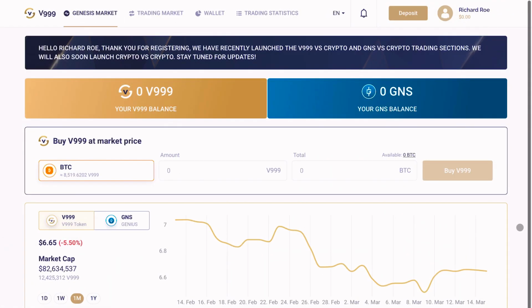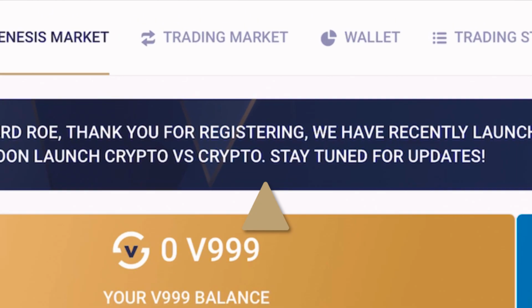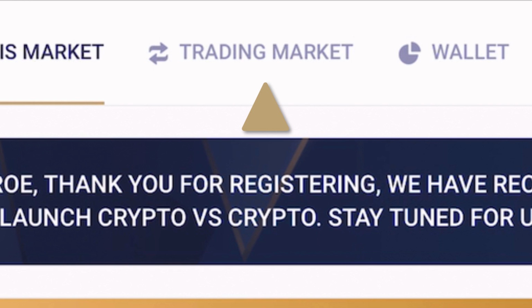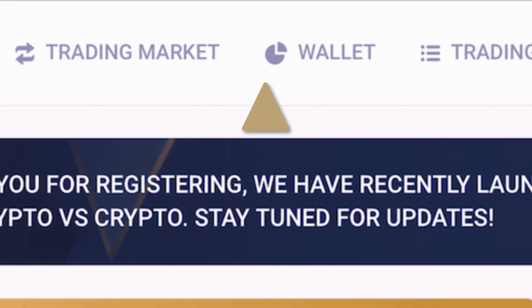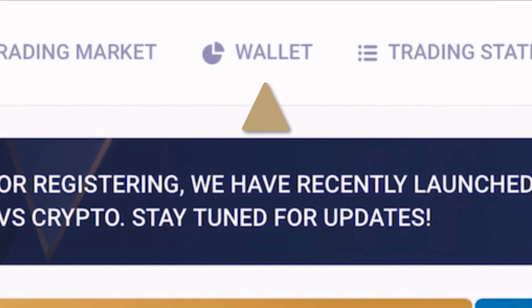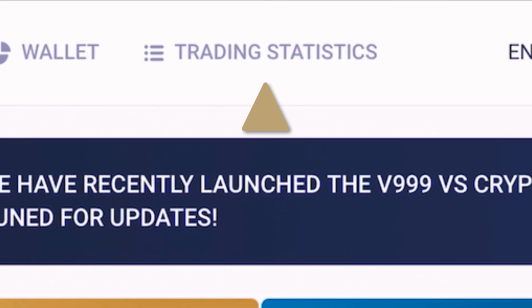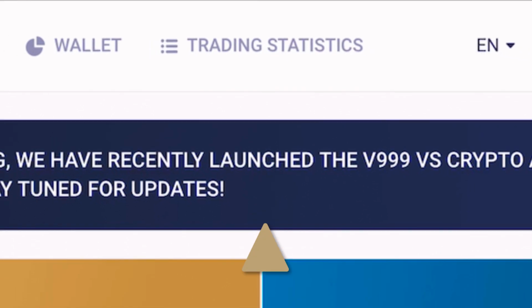Immediately after logging in, you will find yourself in the Genesis market. Here you will find the trading market. You will find the wallet area here. If you don't have any credit yet, you can start there and load different amounts of different currencies. Here you can find your trading statistics.